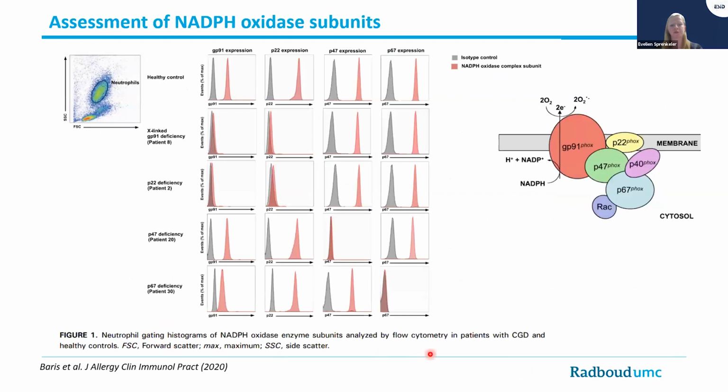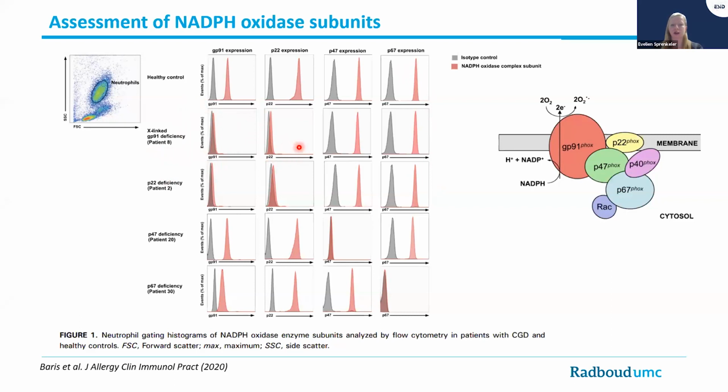So apart from the respiratory burst assessment, the functional assessment, you can also look into the subunits with flow cytometry. You can detect all the different subunits. So here, GP91 expression, P22 expression, P47 expression, and P67 expression. They're all present in the healthy control. However, in the patients with an X-linked GP91 deficiency, you can see that the GP91 expression is absent, and also the P22 expression is absent.